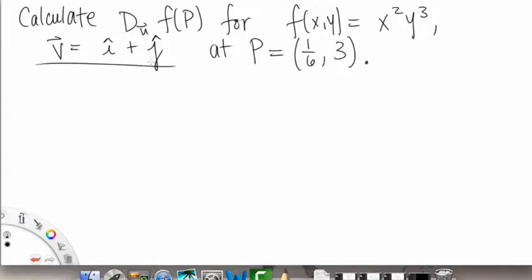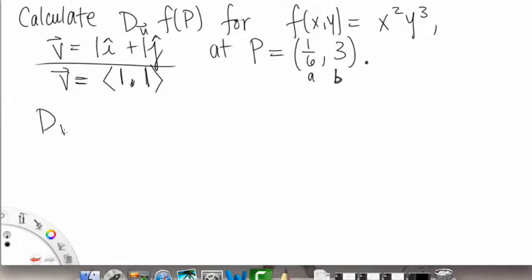So first of all, let's get this in normal looking form. This is a coefficient of 1 and this is a coefficient of 1. And i corresponds to the x coordinate, j corresponds to the y coordinate. So we have those two, so that's 1, 1. Okay, and then here's our point P. This is like a and b. All right, and then we have our function there.